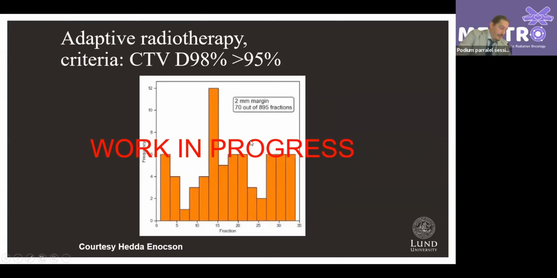This is work in progress by, again, my student Edda Enoksson, and she looked at this time only the target, looking at the CTV coverage with a 2 millimeter PTV margin. You have to change from about 70, about 900 fractions. You have to do adjustment, and it's very hard to predict which of these fractions you have to change. So this is also quite interesting. You have to image all the time, and you have to evaluate and maybe potentially change, but it's hard to predict when. This is in line with what Jean-Philippe was also talking about previously.